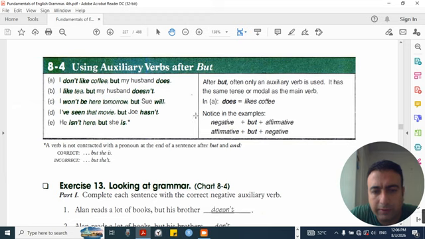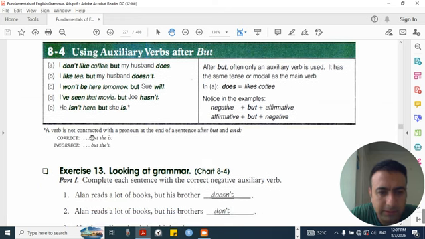Notice in the examples: negative plus but plus affirmative, affirmative plus but plus negative. A verb is not contracted with a pronoun at the end of a sentence after but and. Correct: but she is. Incorrect: but she's.